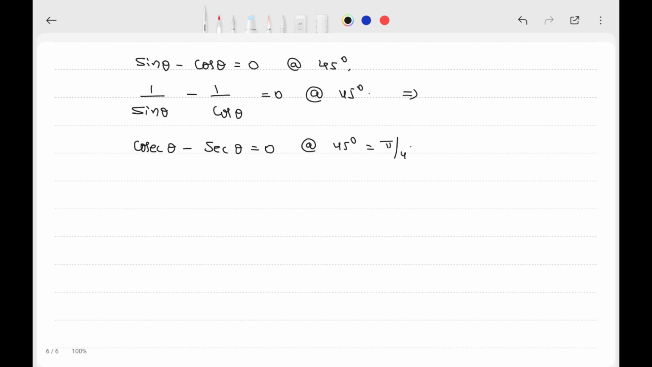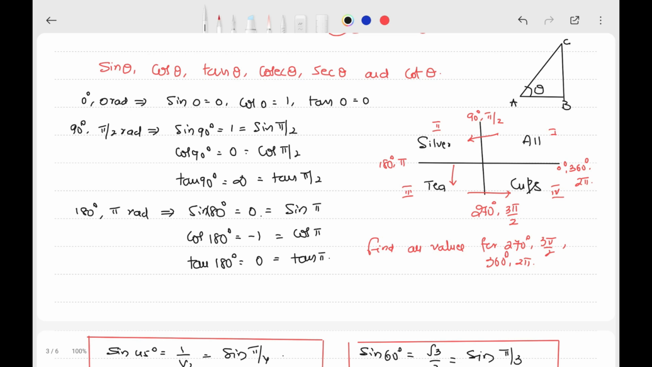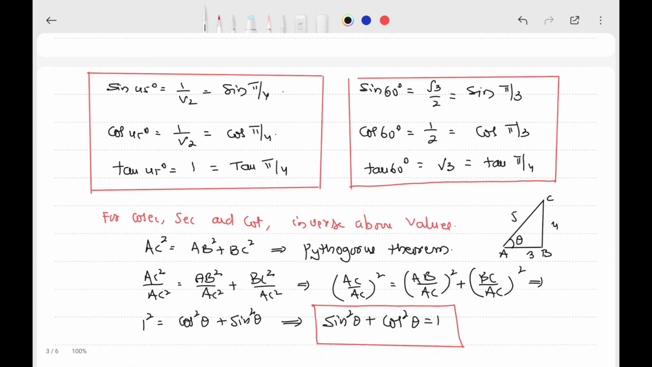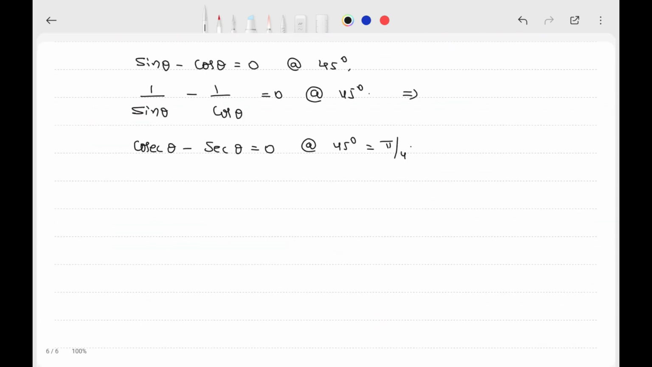You see, if you remember these values, sin 0, sin 90, cos 90, tan 90, sin 180, sin 45, sin 60, cos 45, tan 45, then by interchanging the identity relations, we get many derivations, we get many results. Once you understand the basics, you can derive many, and the question will be answered in a few seconds, not even 10 seconds.